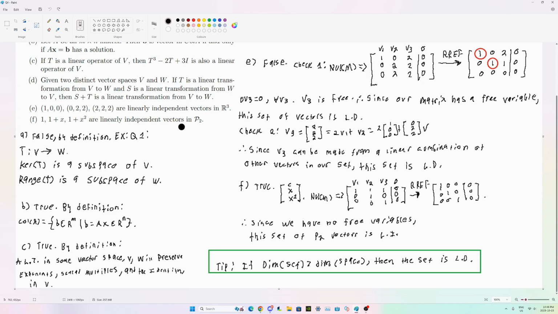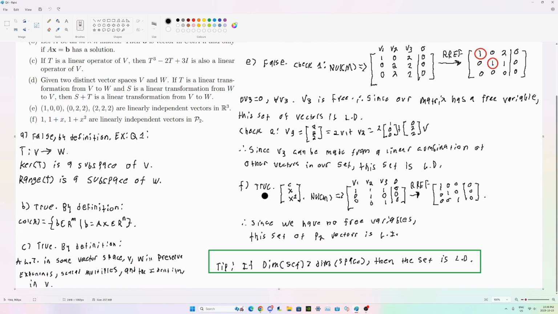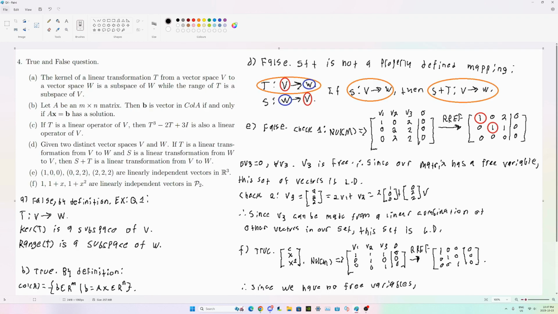Now, are these vectors in P2 linearly independent? Once again, we can store them as a matrix as a column space, and we set that equal to the null space. We see that after RREF, we have no free variables. So we can use the theorem. Therefore, since we have no free variables, this set of P2 vectors is linearly independent. And I have a little tip down here. If the dimension of the set is greater than the dimension of the space, then the set is linearly dependent. This has to be true.